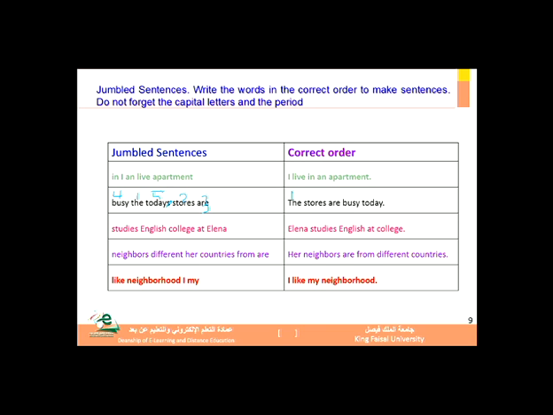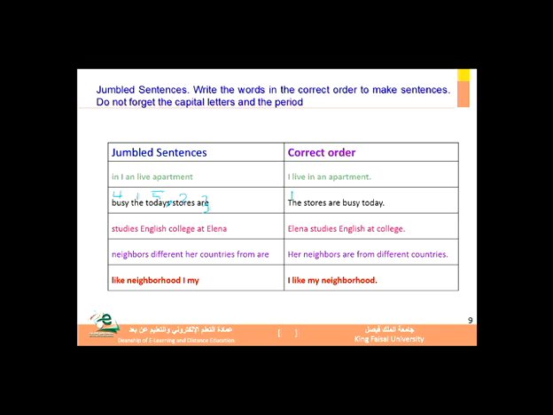Similarly, following the order of the sentence, we have neighbors, different, her countries, and from, are. The sentence is jumbled. You cannot really understand what it is, but it would always help to think that English sentences have always to start with a subject if we are talking about an affirmative sentence, a sentence that is not a question or a sentence that is not conditional, and so on and so forth.